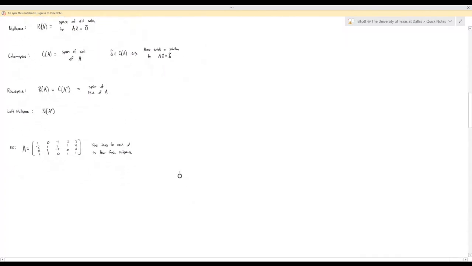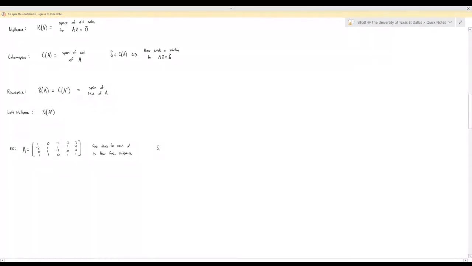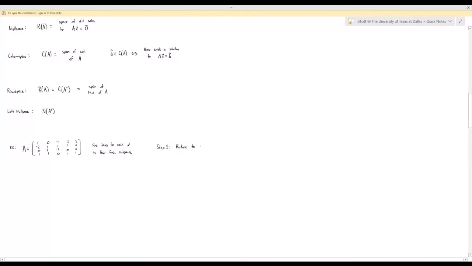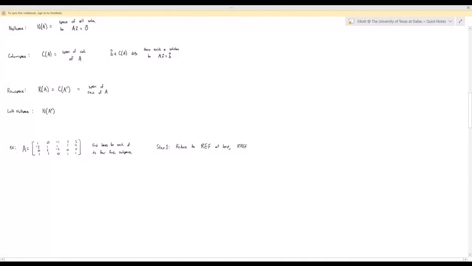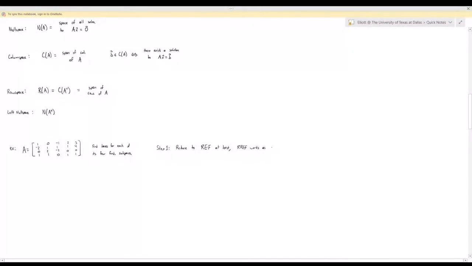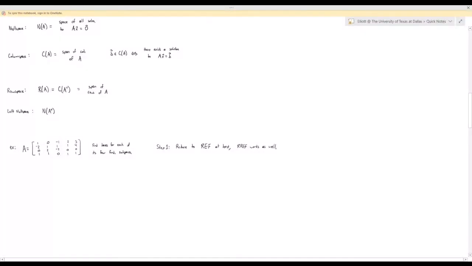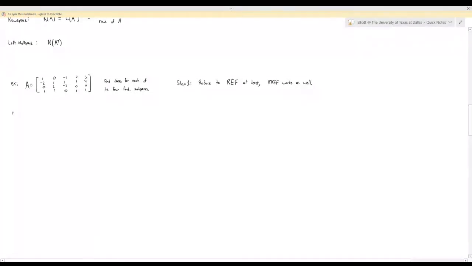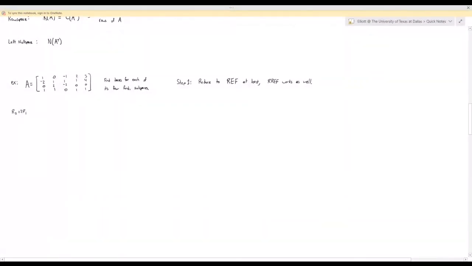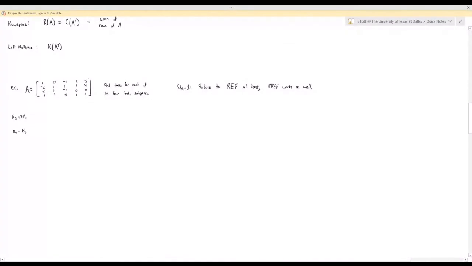So what you want to do first is start by row reducing your matrix A. So you want to reduce at least to the row echelon form. If you want to reduce all the way to the reduced row echelon form, that's also okay. So let's start doing that with the example that we have here. I'll start by taking row 2 and adding 2 of row 1 to row 2. I'll also take row 4 and subtract row 1 from it.